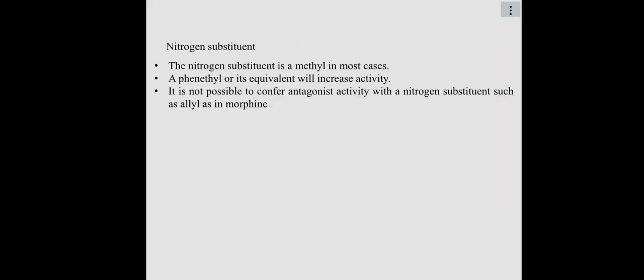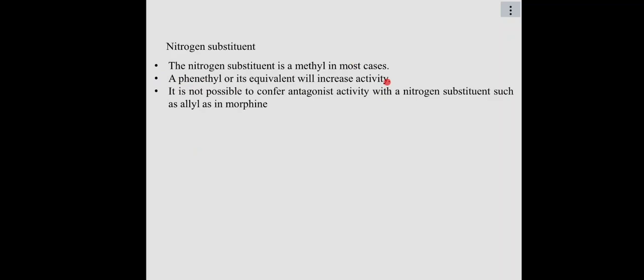So then the nitrogen substituent, you're still looking at the phenylpiperidines. The nitrogen substituent is methyl in most cases, so we are saying optimally it can be methyl. But when we look at the compounds under the phenylpiperidines, we have seen you can have different groups with retention of activity. If you have a phenethyl, as we have already said, even in all other compounds, or its equivalent, there will be an increase in activity.